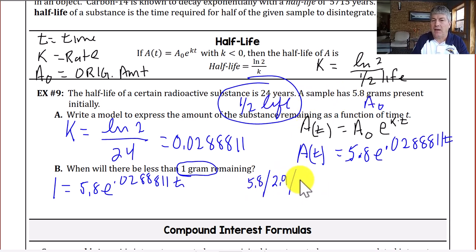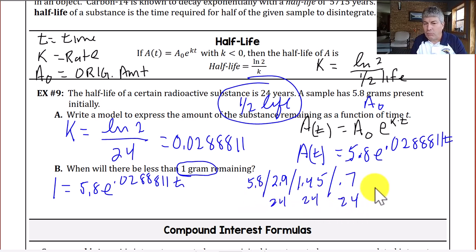And then to cut it in half again and get down to 1.45 would be another half-life. And to cut that in half again to get it down to 0.725 would be another half-life. So each of these half-lives is going to take 24 years. So 3 half-lives is going to be 24, 48, 72. That's 72 years at least, or almost, to get to that less than 1 gram remaining.